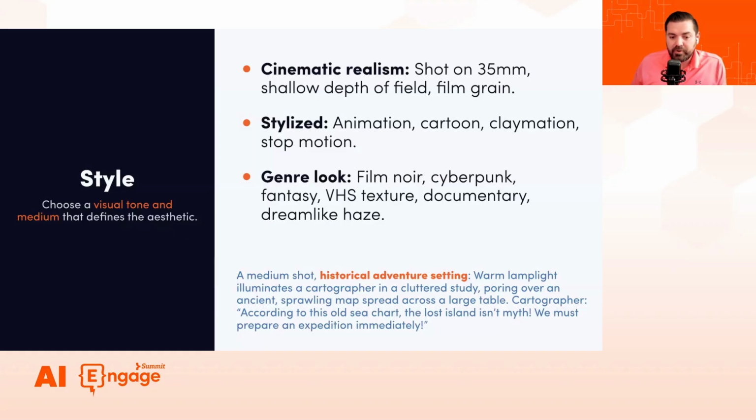And then the genre as well, right? So we take a look at the genre and think about whether it is film noir, cyberpunk, fantasy, or VHS texture, maybe because you want to reproduce an 80s documentary, or dreamlike haze. All of these different things that you can put in there will give you a description of how you think about that scene.